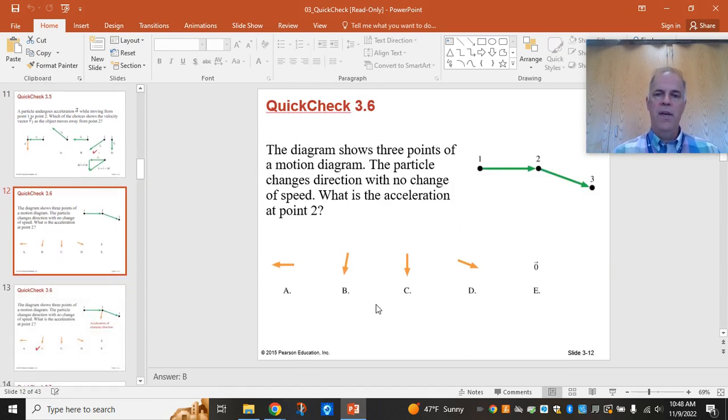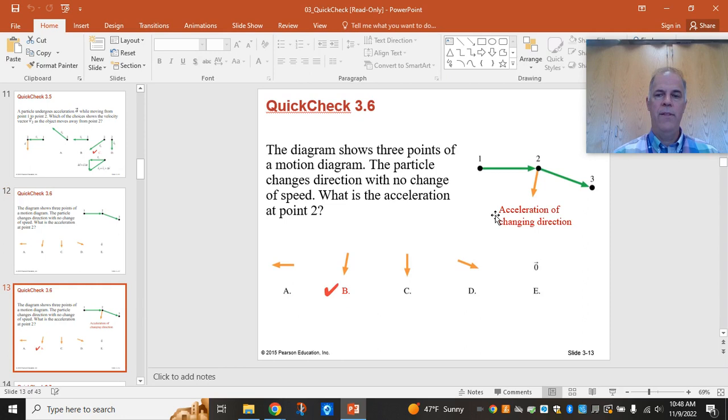Okay, here's question number 6. The diagram shows 3 points of a motion diagram, and they want you to find the acceleration at the moment that it was at point 2. Answer in 3, 2, 1. There it is. This is kind of the idea of centripetal acceleration. This is as if the points are going around the center of a circle, and centripetal acceleration says the acceleration is always toward the center of the circle. So that's what it's showing.